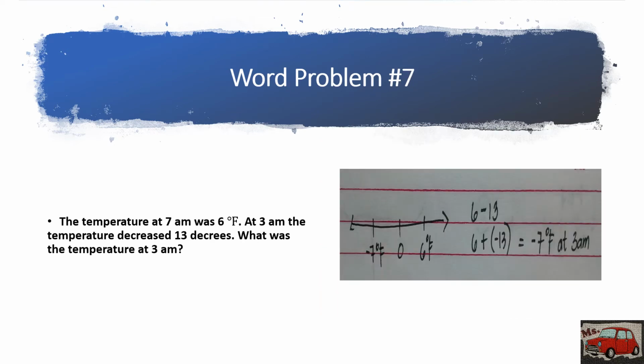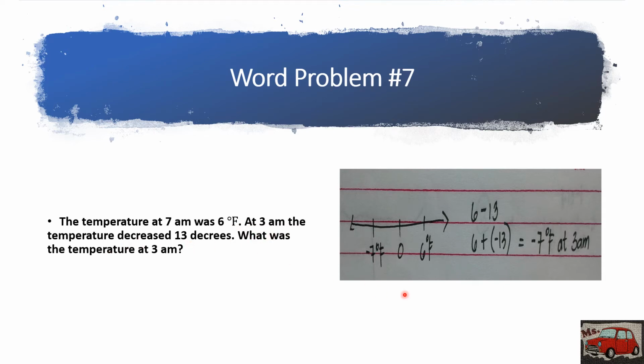The temperature at 7 a.m. was 6 degree Fahrenheit. At 3 a.m., the temperature decreased 13 degrees. What was the temperature at 3 a.m.? Okay, so alamin natin yung temperature at 3 a.m. Kung sa 7 a.m. daw, 6 degree Fahrenheit. At pagdating ng 3 a.m., nababawasan daw ng 13 degrees.